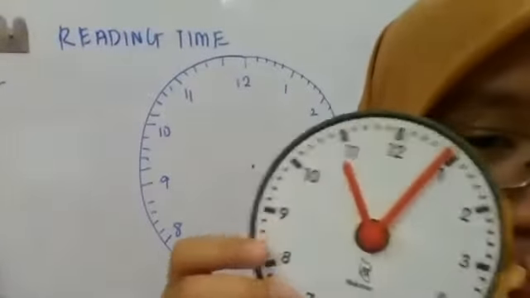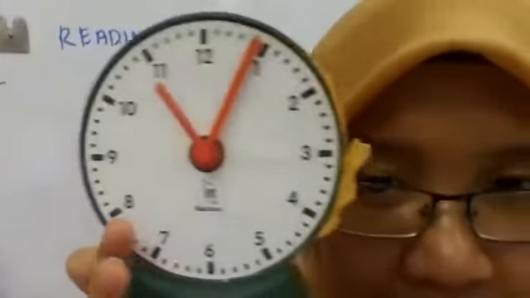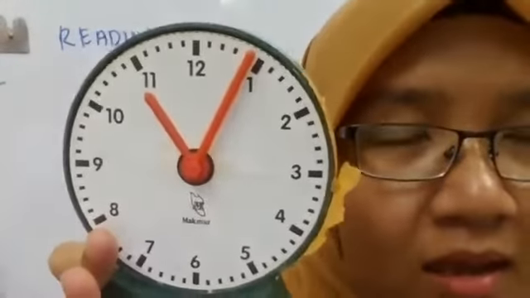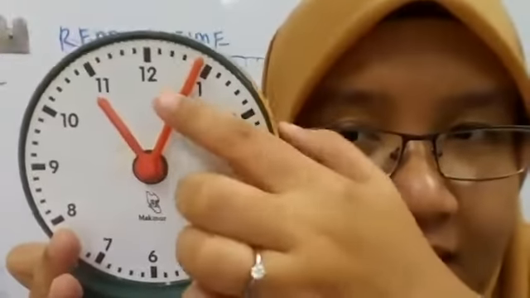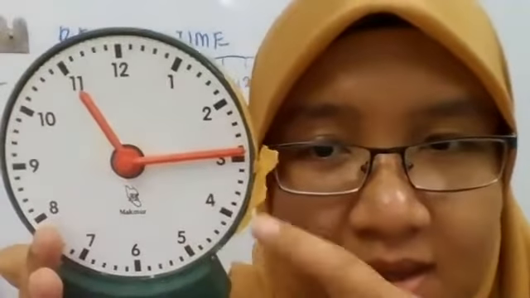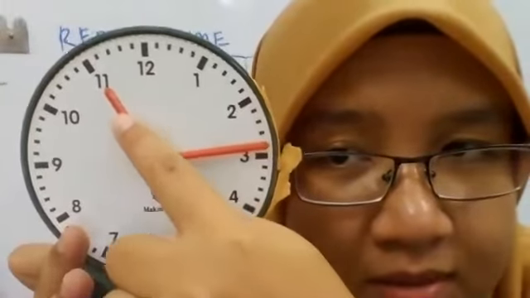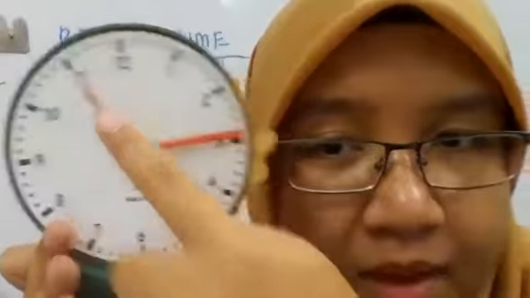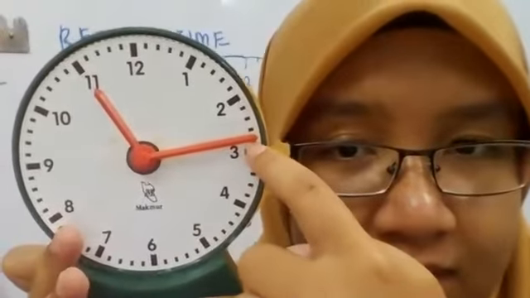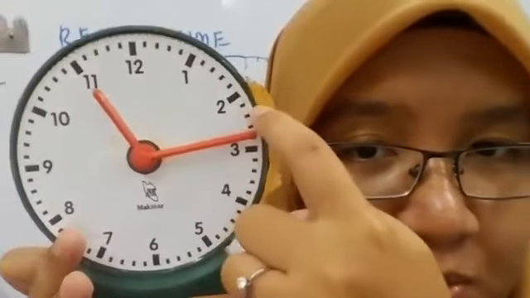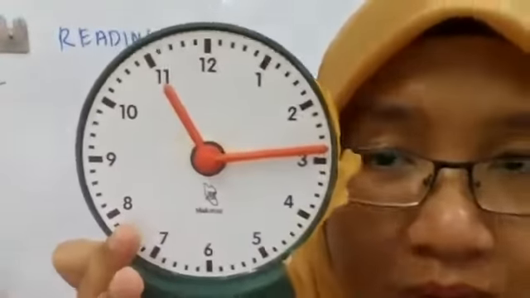Usually we always see this clock. We call this an analog clock. Analog, okay? And this clock looks like this: the short needle points at one number, and the long needle points at the small lines here. But how do you read these lines?